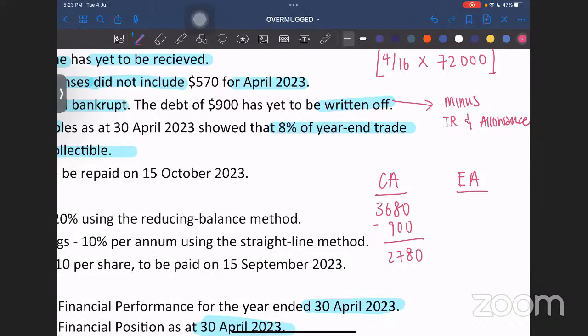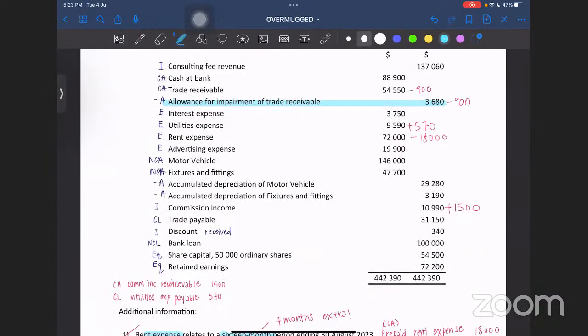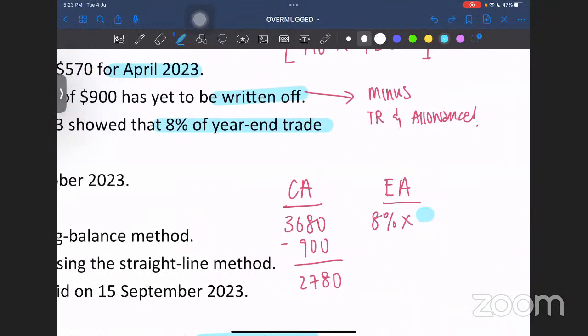Then let's calculate our year end, which is 8% of the year-end TR. So 8% multiplied by my updated TR. Okay, so my updated TR will be 54,550 minus $900. Right, so that will give me 53,650. Multiply by 8%, 4,292.